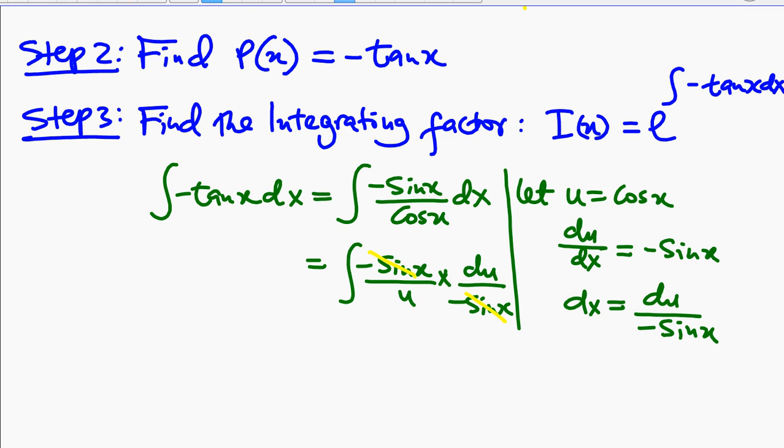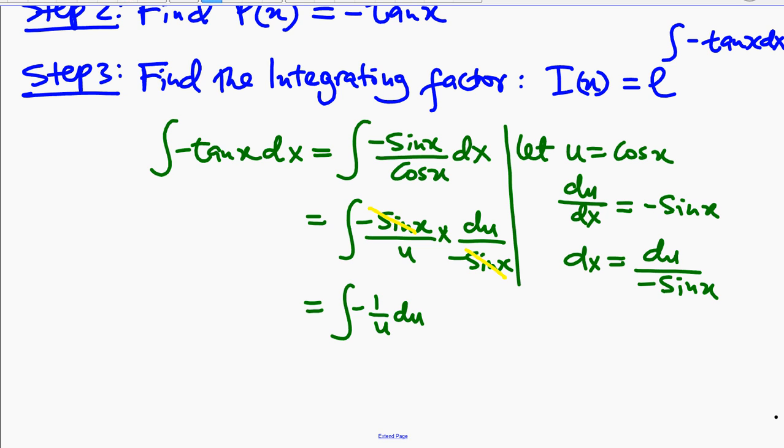So we'll end up with the integral of negative 1 over u du, which is just equal to negative ln u. I think I'll just write it below here. No need for the integral anymore.